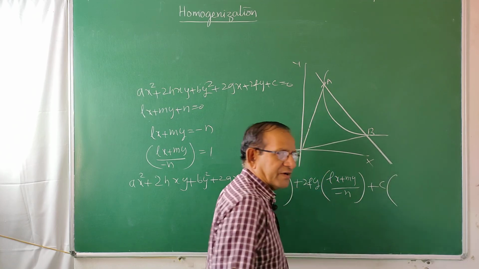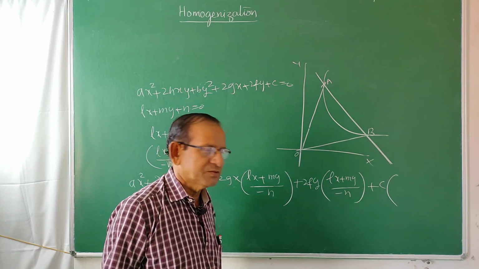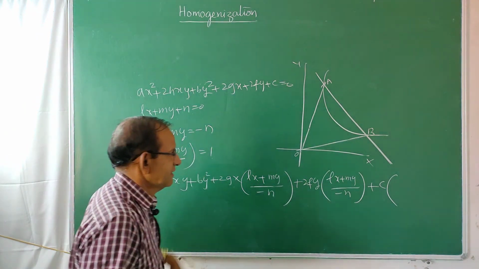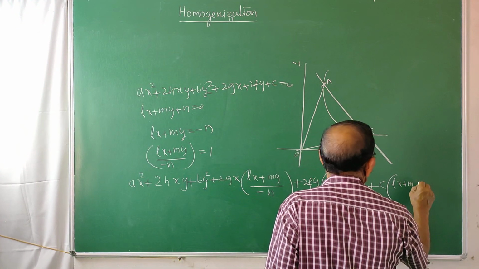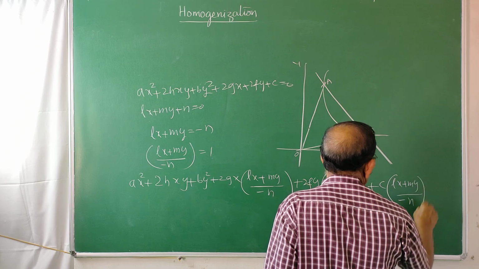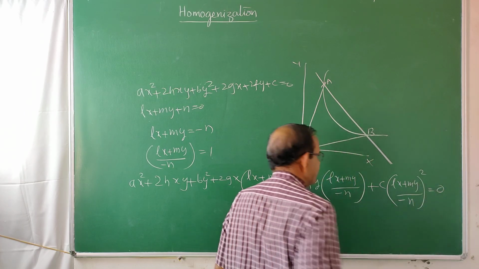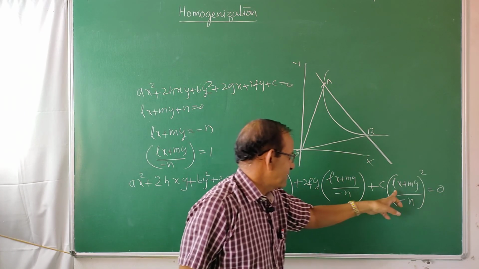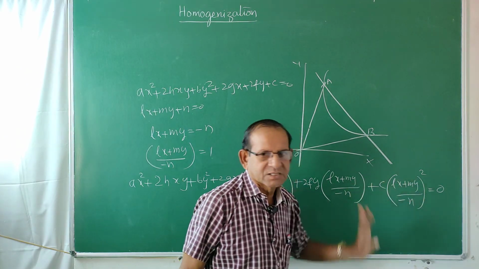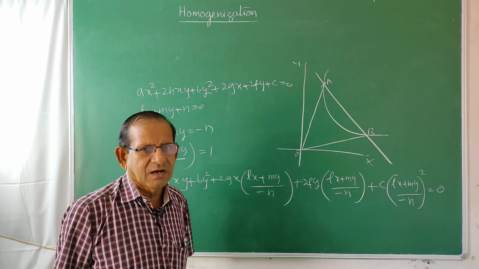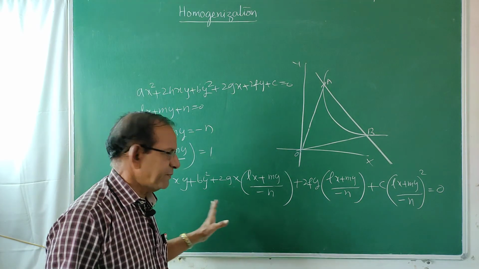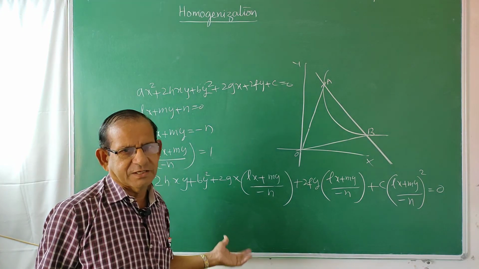c into 1 square you have to write, you have to multiply the constant with 1 square means square of this one, that is lx plus my by minus n whole square is equal to 0. Now here you will get x square term, y square term and xy term only. Now all terms are changed to either x square or y square or xy. That means this is a second degree homogeneous equation.